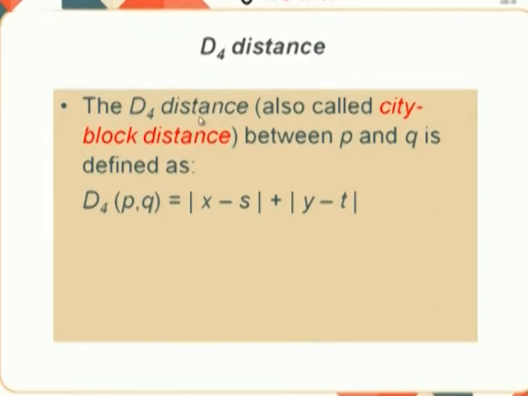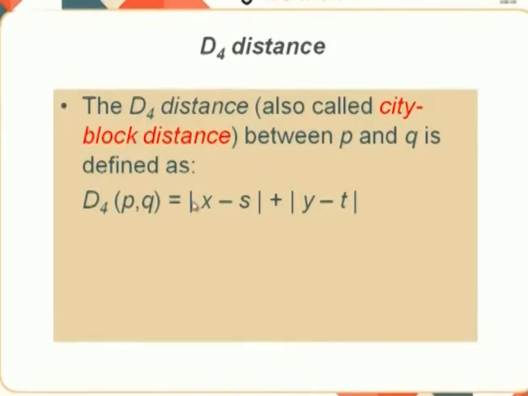One distance measure is called the D4 distance. D4 distance is also called the city block distance. The city block distance between the points P and Q is defined as D4 of P comma Q equals the absolute value of x minus s plus the absolute value of y minus t. You can see there is no root symbol here, therefore this will be less computationally intensive compared to the Euclidean distance.